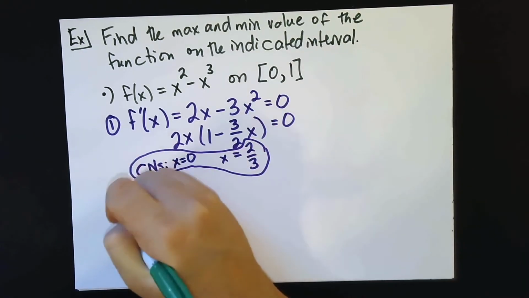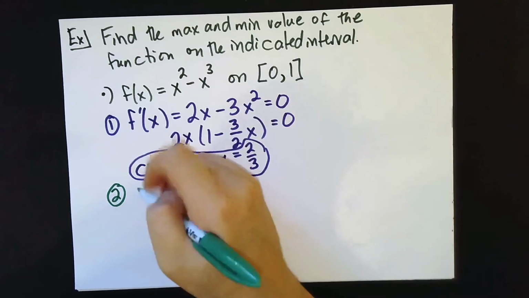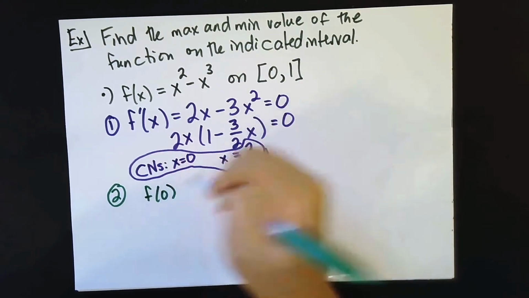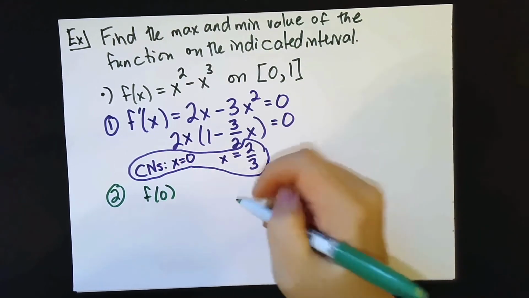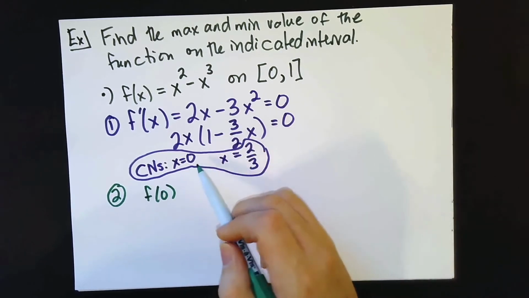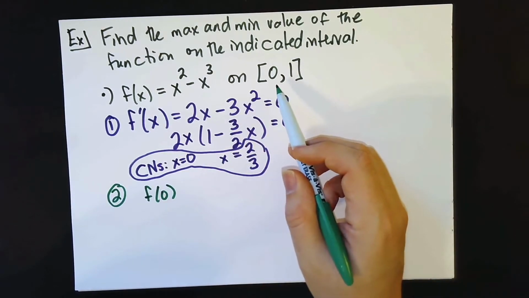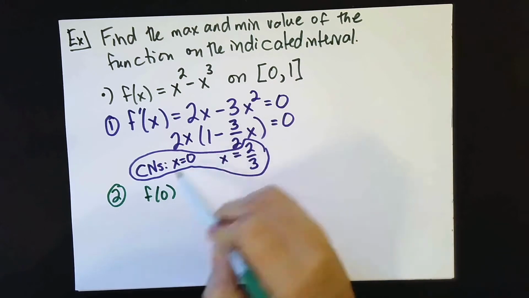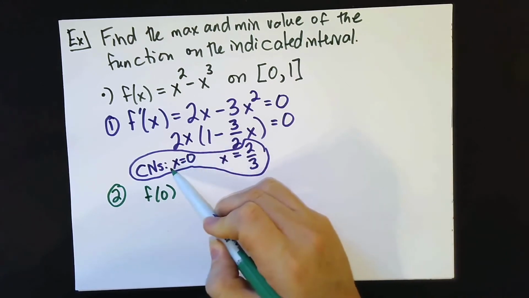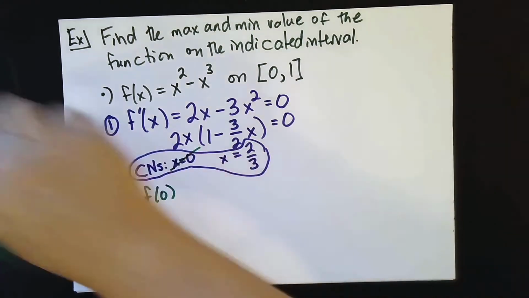For step 2, I need to find f of the left endpoint, f of each critical number, but notice I'm already finding f of 0, and so what that really means is if one of your critical numbers actually is one of the endpoints, you can basically ignore it. You're going to check it anyway.